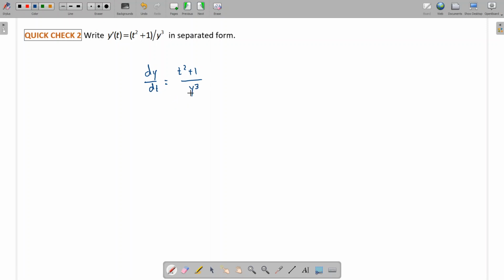This one is set up just like a proportion, so we could immediately multiply the y cubed over here and the dt over here. So you'd have y cubed dy equals t squared plus 1 dt. It's in separated form. It's ready for you to go in and integrate, but it didn't ask us to finish solving it.